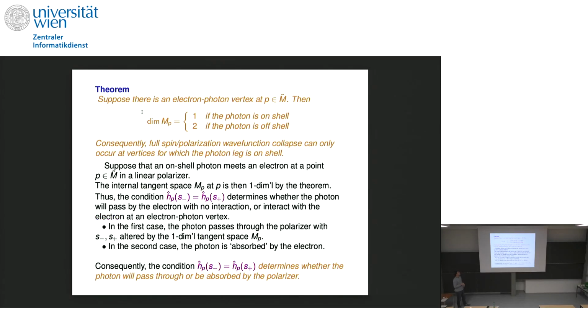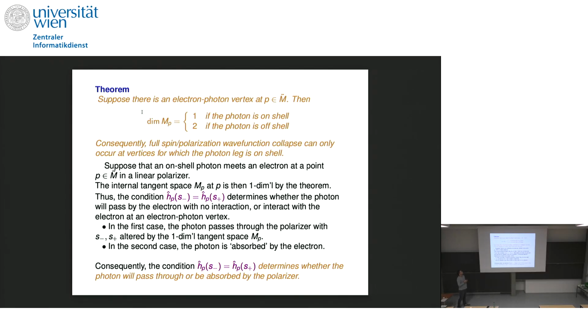Okay, so the theorem is that suppose there's an electron-photon vertex, like the pictures we had before, at a point P in M tilde. Then the dimension of the internal tangent space at P is 1 if the photon is on shell, and 2 if the photon is off shell. Consequently, full spin polarization wave function collapse can only occur at vertices for which the photon leg is on shell. This has to do with why we don't see these virtual particles, these off-shell photons.